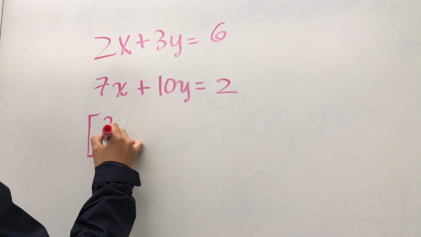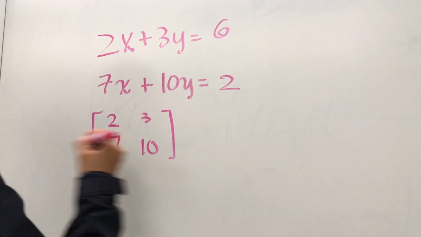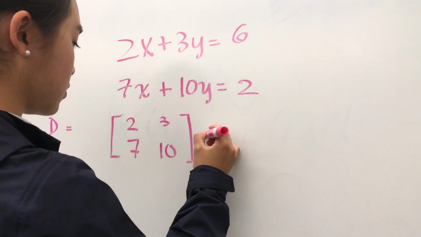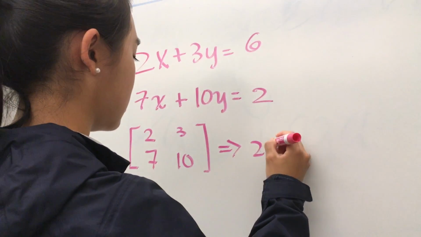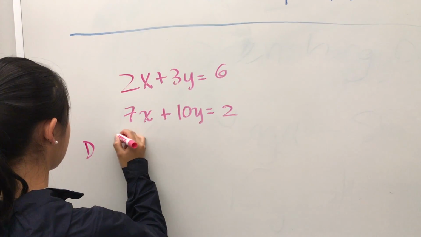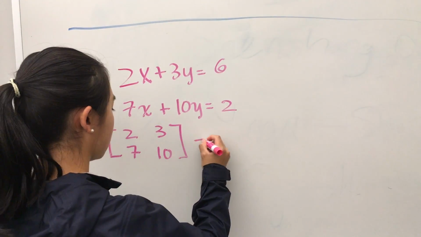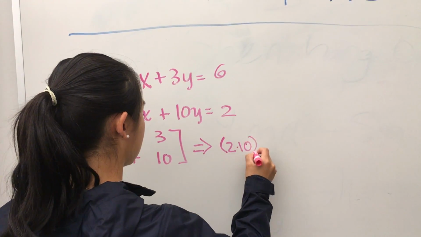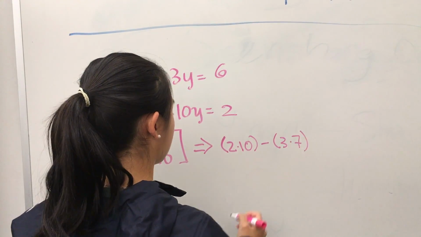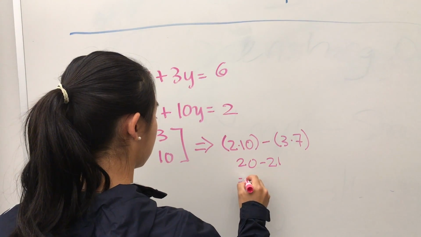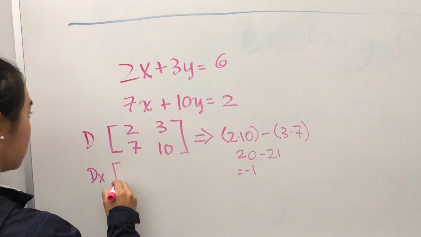What I'm doing right now on the board is setting up the determinant for this set of equations. We're taking the coefficients from the x and the coefficients from the y in the two equations. We're going to cross multiply and then subtract. So 2 times 10 minus 3 times 7 is -1. That is the determinant of the two equations.